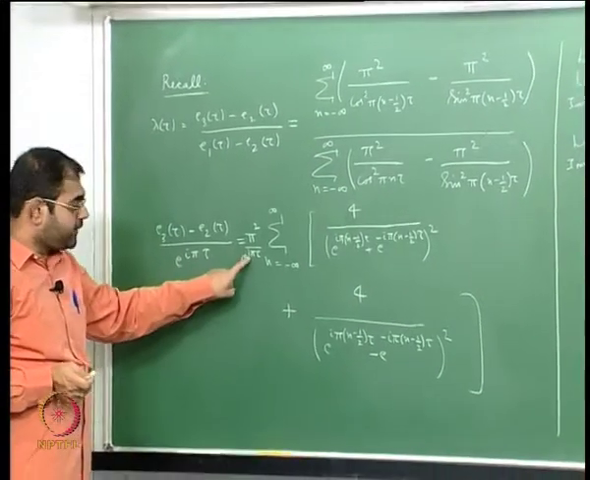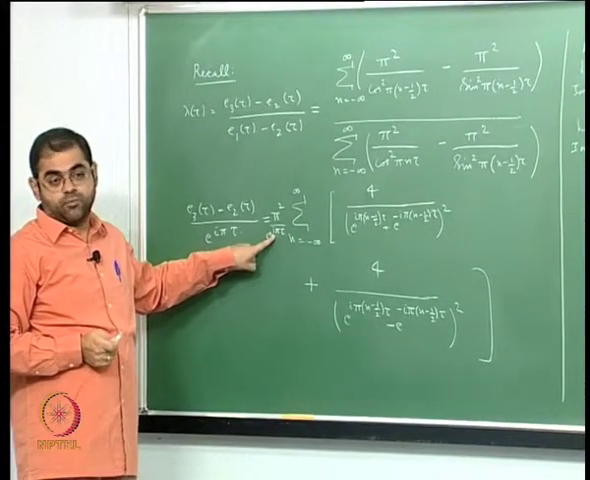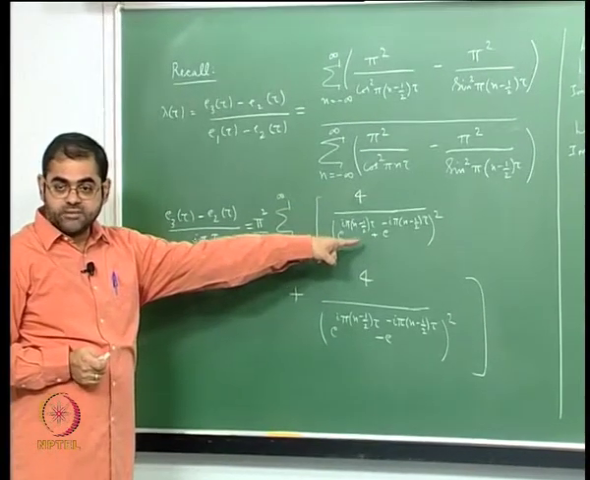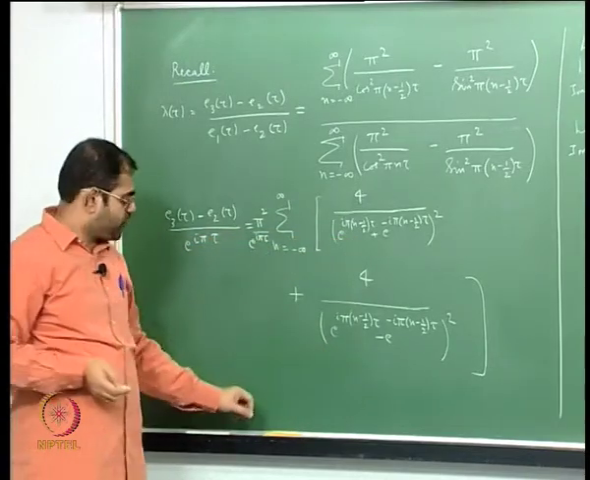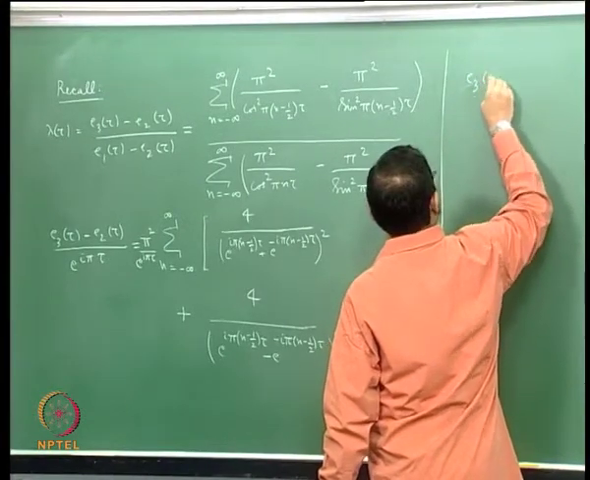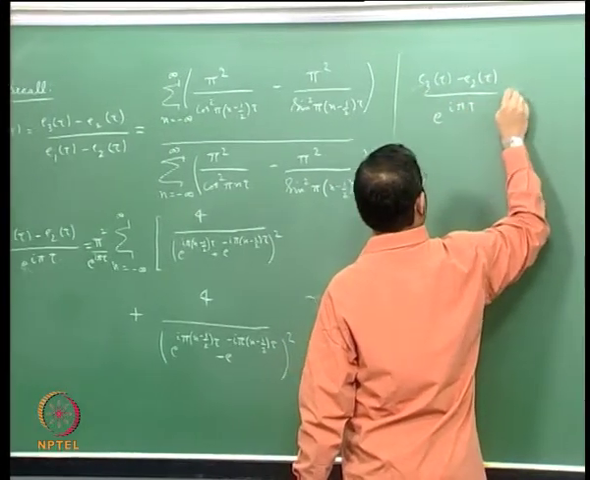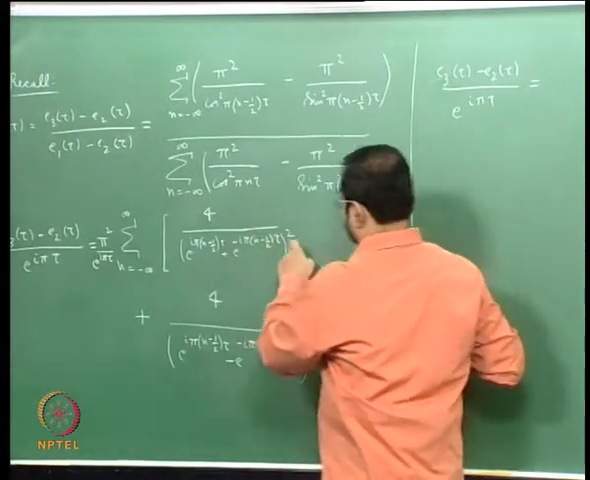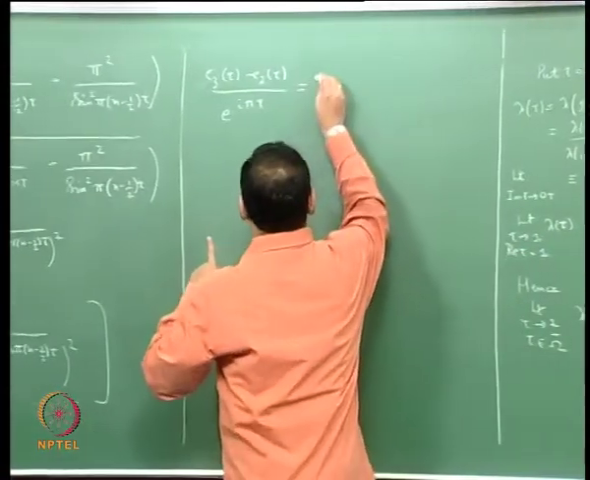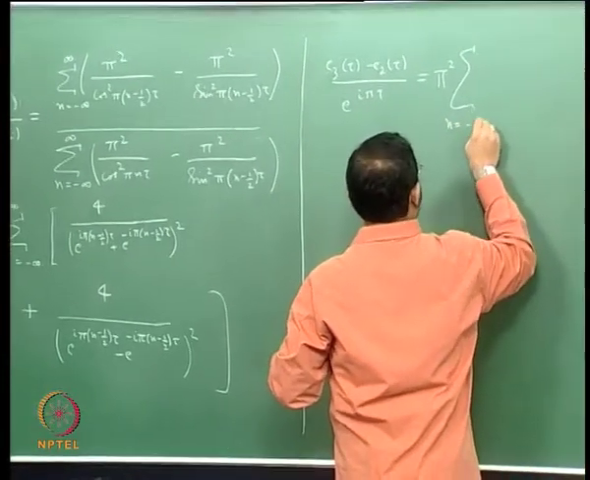Now I am going to write this e power i pi tau as e power i pi tau by 2, the whole squared, and push it inside the squares in the denominators. So E3 of tau minus E2 of tau divided by e power i pi tau will be, when I push it inside, it shows up as e power i pi tau by 2, and so then what I will get is pi squared, the sum over n equal to minus infinity to infinity.